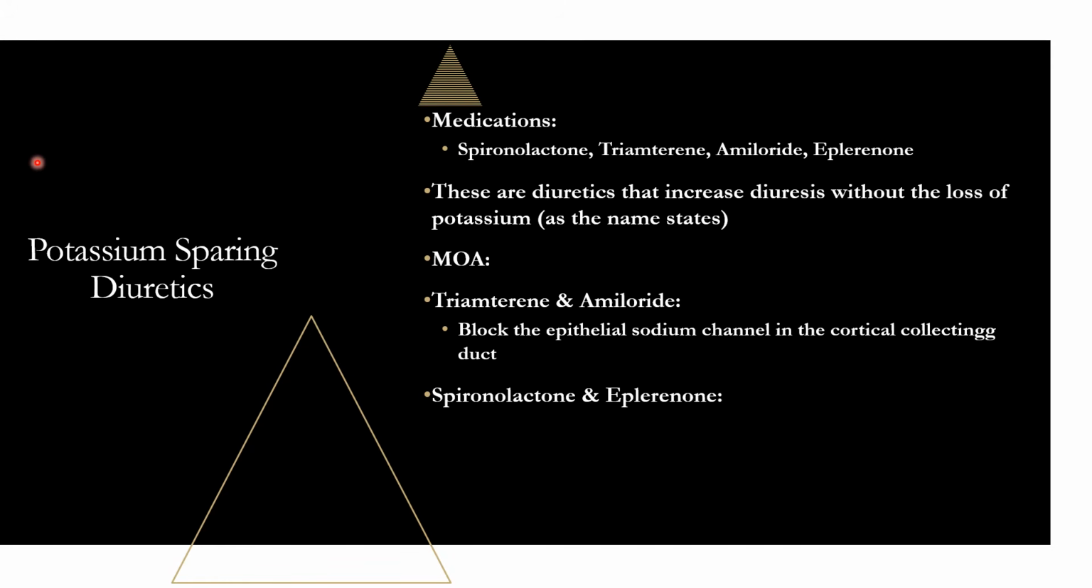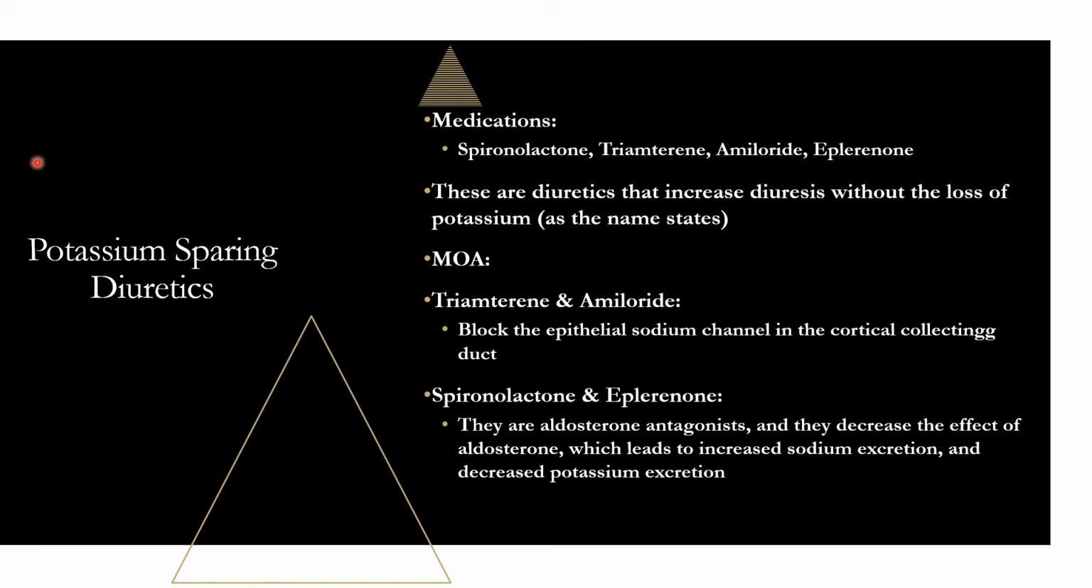Now, spironolactone and eplerenone act differently. They're actually not doing the same mechanism as we saw with those medications. They work on aldosterone, and they're aldosterone antagonists, and they decrease the effect of aldosterone. And if you remember, the principal effect of aldosterone is to balance sodium and potassium in the body. The more aldosterone is released into the body, the more sodium the body retains, and the more potassium the body loses. So as you can imagine, a drug like spironolactone or eplerenone that are aldosterone antagonists, which decrease the effect of aldosterone, would have the opposite effect.